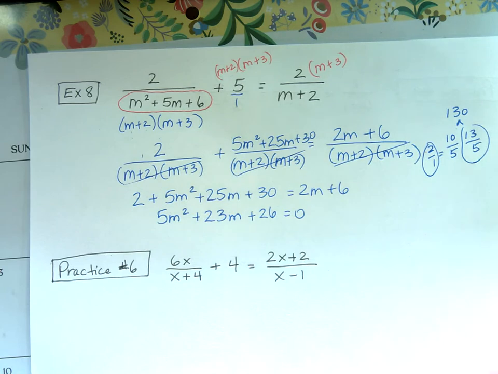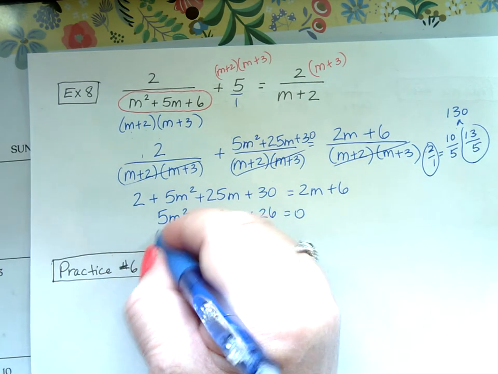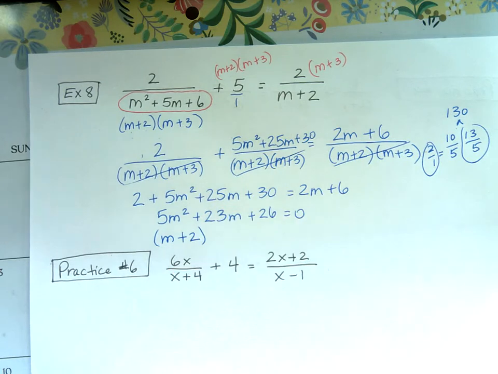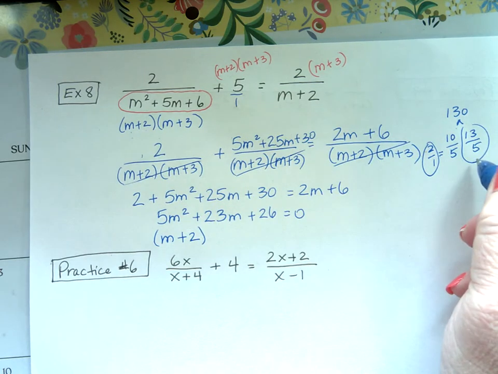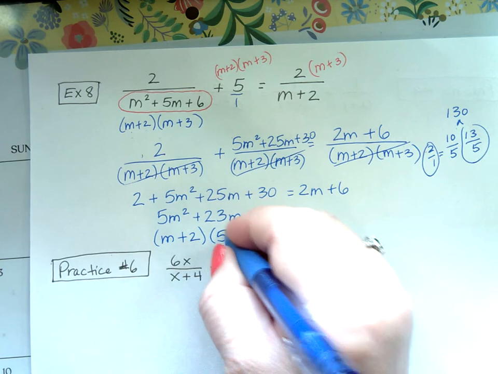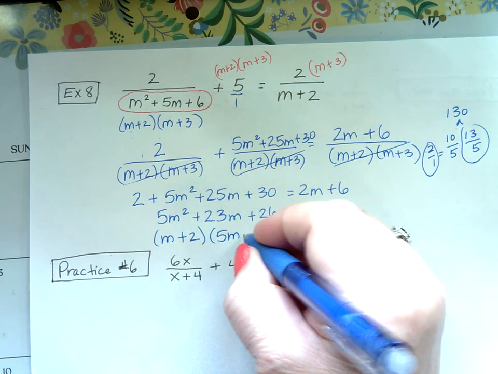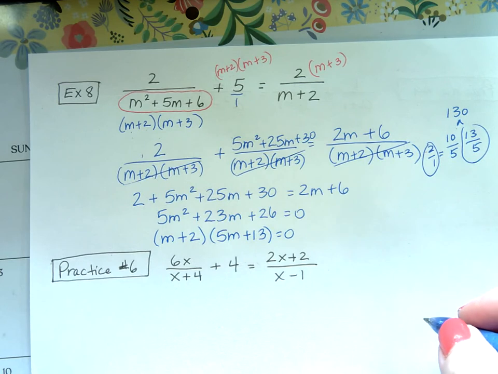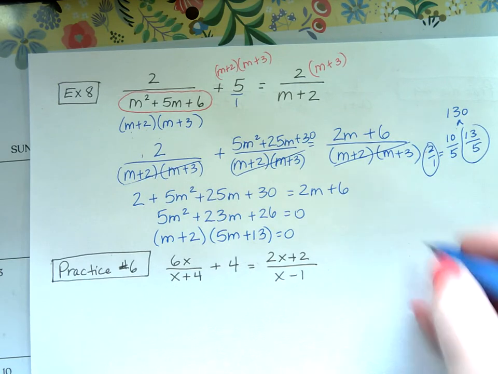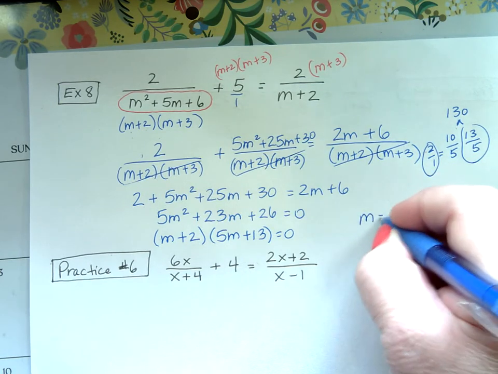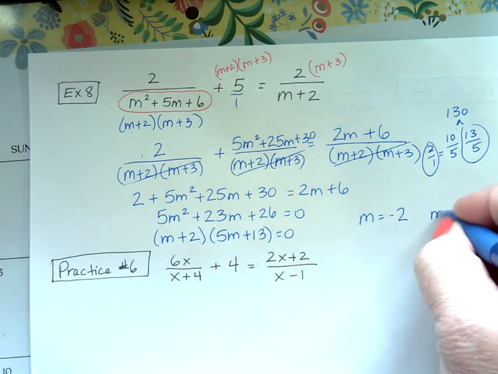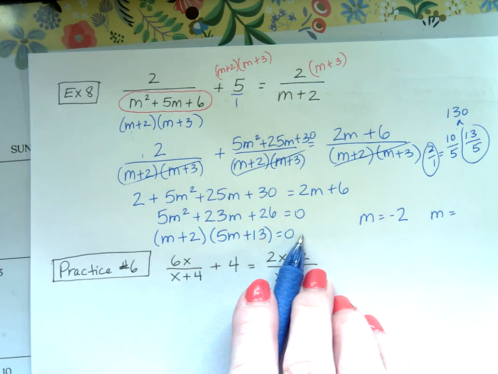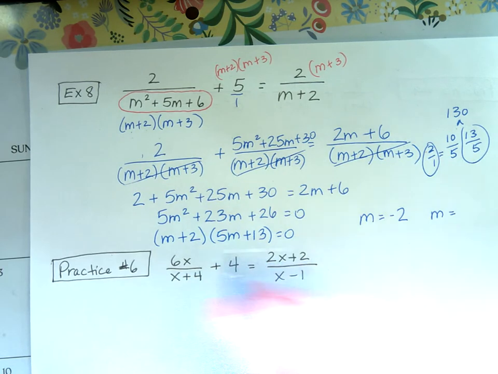So one of the groups is going to be m plus 2. Second grouping is going to be 5m plus 13. Take those groups and set them equal to 0. M plus 2 equals 0 gives you m equals negative 2. 5m plus 13 equals 0. 13 rolls over, becomes negative, divided by 5, so negative 13/5.